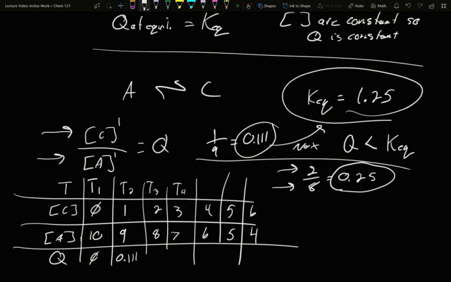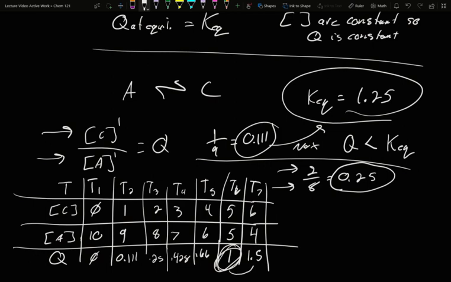You get to 6 and 4 at some point. And if we calculate out some Q's, 0.25, 0.428, 0.66, 1, 1.5. What we find is, well, T5, T6. At time 6, I had a Q of 1. I had equal amounts of my product and my reactants, but I wasn't at 1.25 yet. If I had continued reacting all the way up to T7, oops, I would have gone past. 1.5 would be too much.